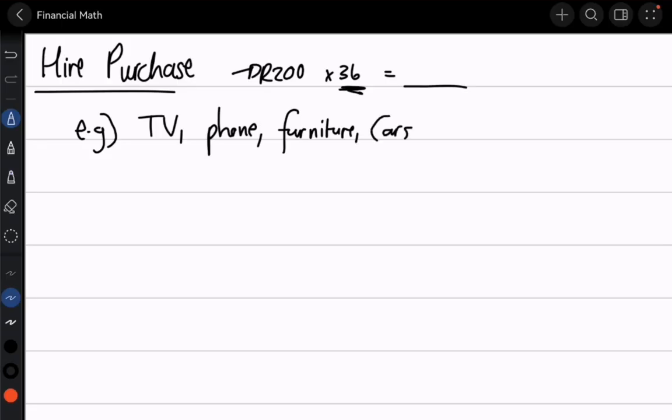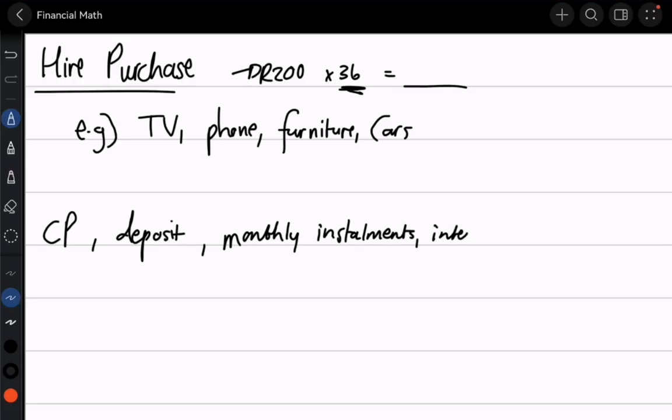I'm sure you're all familiar with the concept that is explained here, which is hire purchase. Maybe you have not heard it called hire purchase, but I'm sure everyone is aware of those monthly contracts and whatnot. Whenever we're having this, we have the cash price, we have the deposit, we have monthly installments, as well as the interest. The deposit is how much you're paying upfront. So that's really what's involved whenever we're talking about hire purchase.